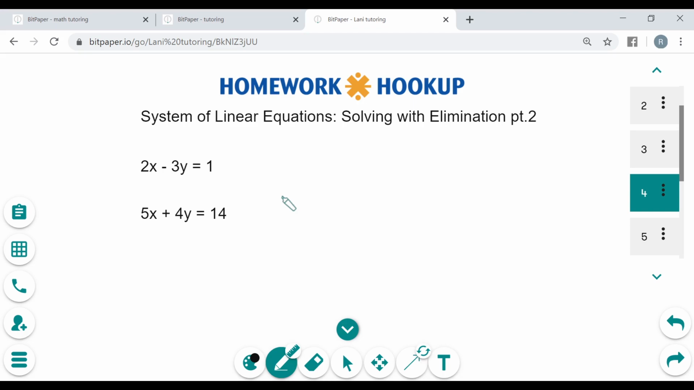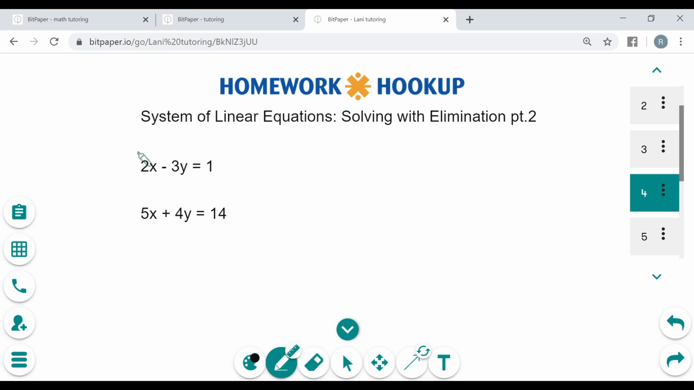So, alright, anyway, we're going to get right into it. If you watched the first video, the whole goal of this is to eliminate one of the variables in both equations. So, either eliminate the x's or the y's. In the last video, it's easier because all we had to do was change the sign. But in this video, the numbers in front of the variables for both x and y are pretty different.